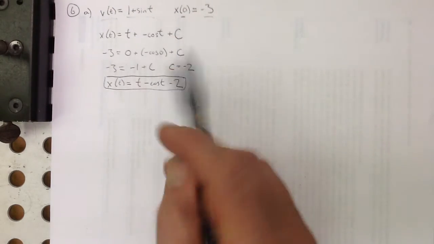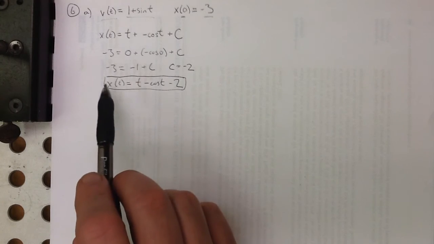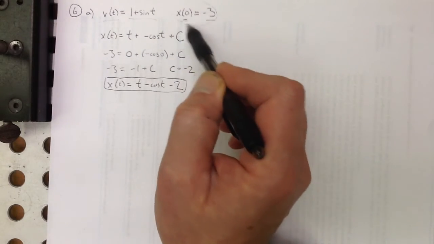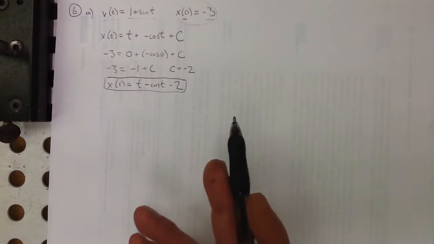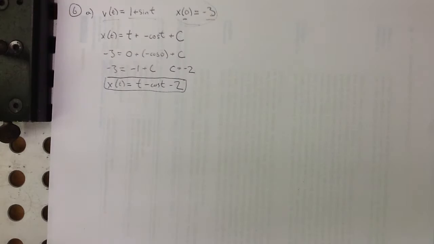So just looking back at what we did there, you could not have found the actual position function without knowing some position at some time. If you know some position at some time, then you can solve for c, and you can come up with a position function.